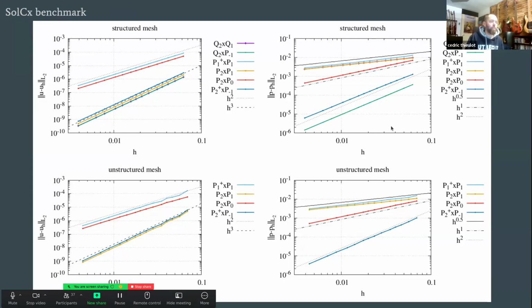And what is rather interesting here is that, again, the SolCx showcases a discontinuity in the middle. So as soon as we look at the pressure, this element, the Q2 Q1, as before, ends up here with a convergence of h to the power 0.5. But also, this guy, the P2 P1, the orange one, also has a continuous pressure, and so ends up right there, right? And the ones which fare the best are the discontinuous pressure ones. So the Q2 P minus 1, the P2 plus P minus 1 here, and the P2 P0. And what we see here is that the quads outperform the triangles.